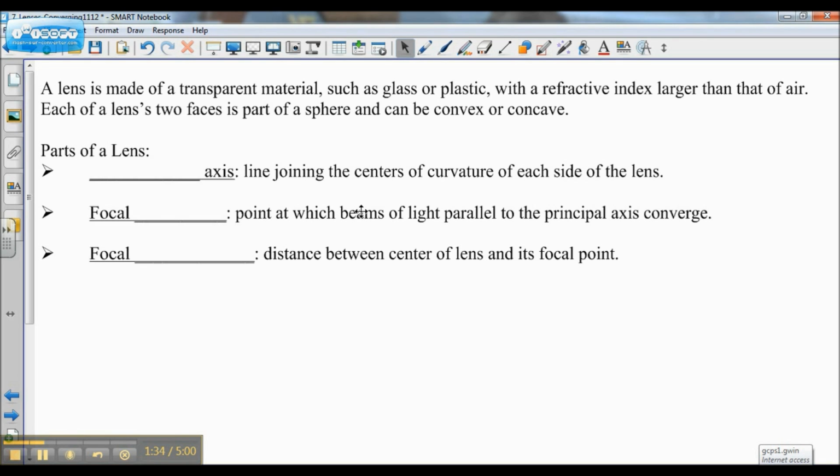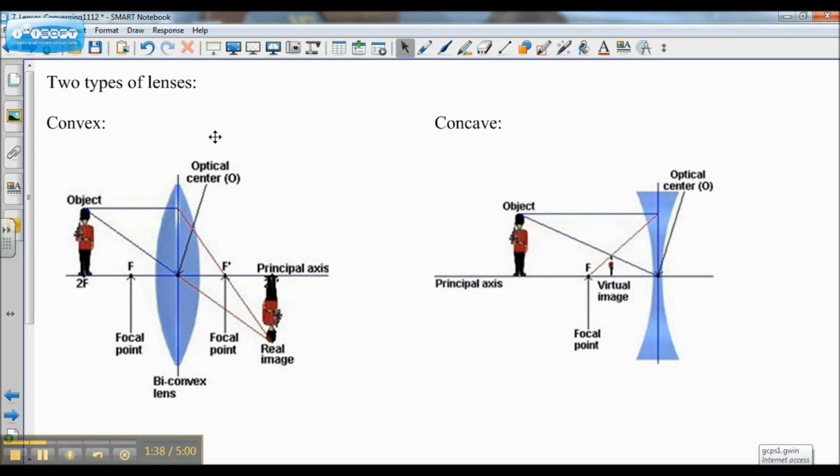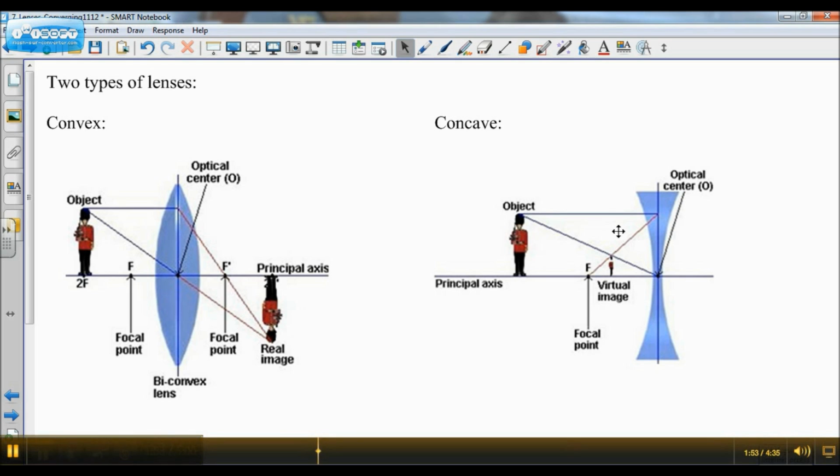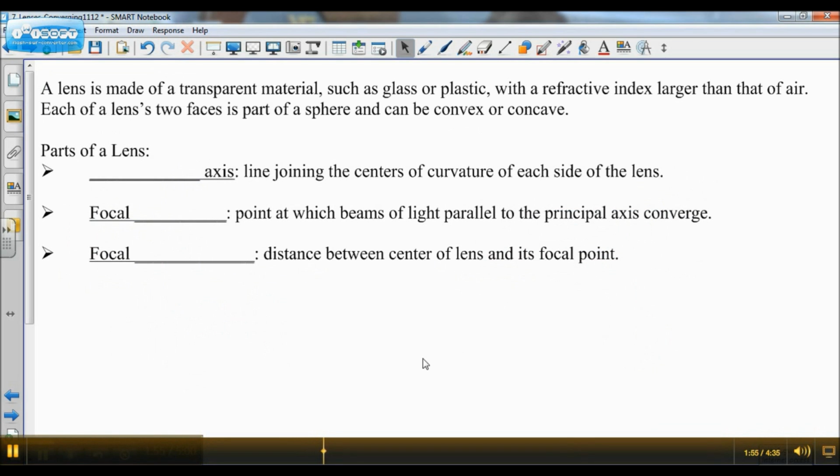Each of the lens's two faces is part of a sphere. So if we go back to our picture, you can imagine that this side of a convex lens could extend into a very large circle. And this side of a concave lens could also expand into a very large circle. Same thing for the other sides.